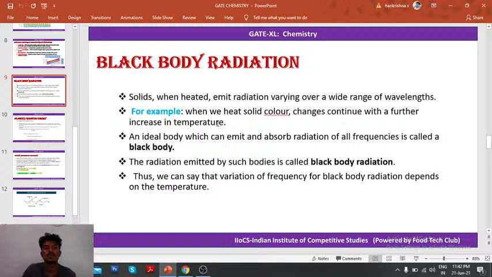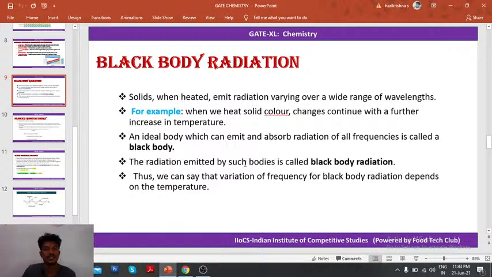So we can say an ideal body which can emit and absorb radiation of all frequencies is called a black body. Then you might wonder, what is a black body? A black body can emit and absorb radiations of all frequencies. Whatever radiation falls on it, it will absorb. Such an ideal body can emit as well as absorb whatever radiation falls on it. Such a body is known as a black body. The radiations emitted by such bodies are known as black body radiations.